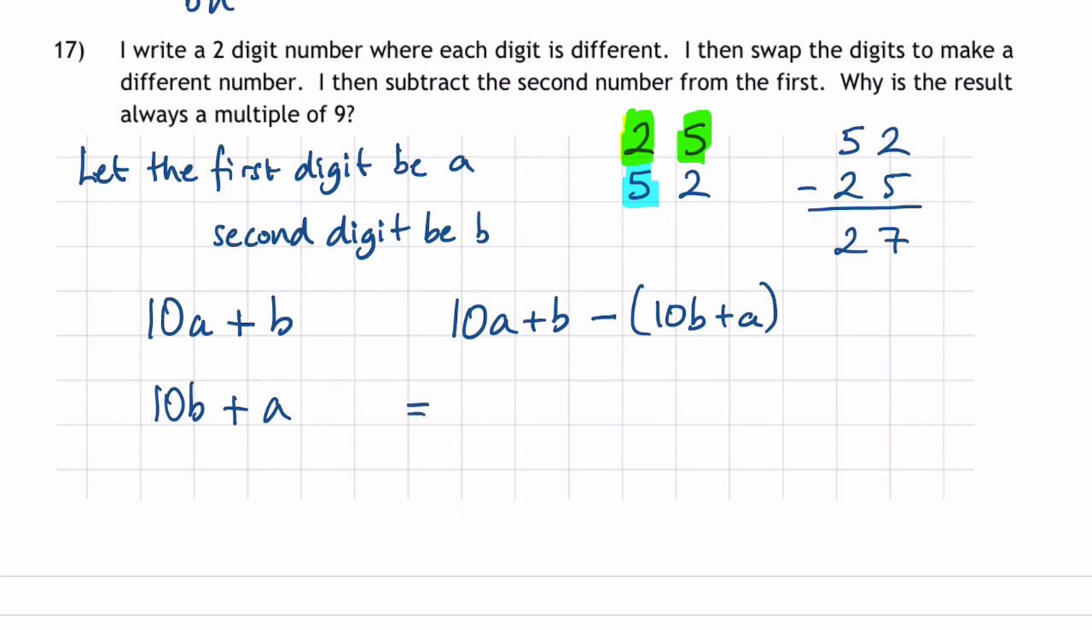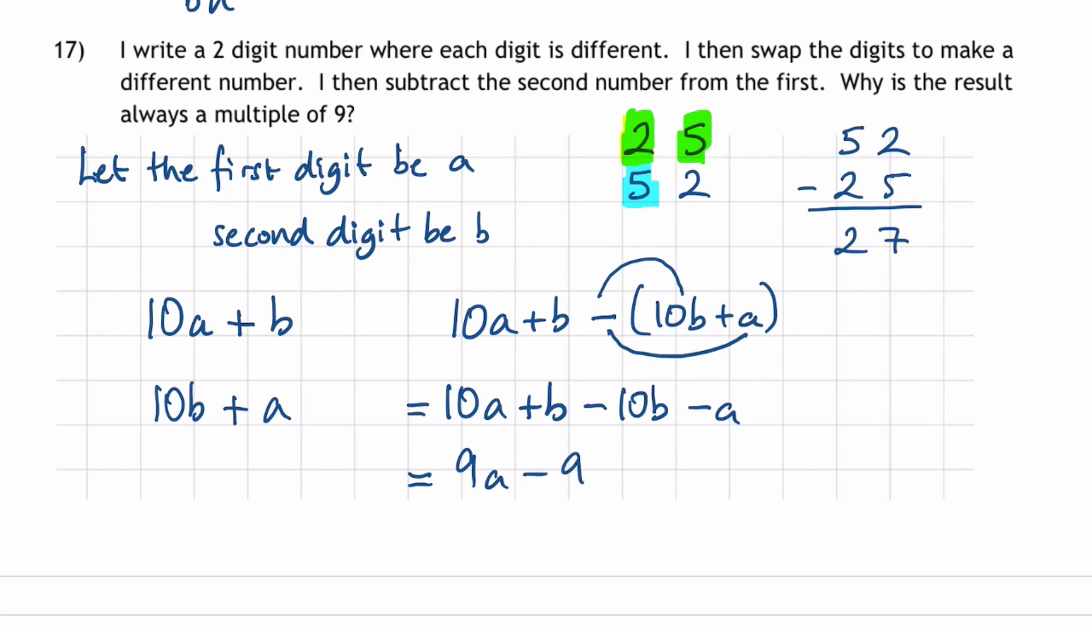Now when I look at that, I've got the 10A plus B. I need to expand this bracket, so I've got the minus 10B, and the minus A. Let's simplify this. We've got 10A minus A, which is 9A, and I've got a B minus a 10B, so that's minus 9B. Now what I can do here is something called factoring out the 9, so I've got 9 multiplied by A minus B.